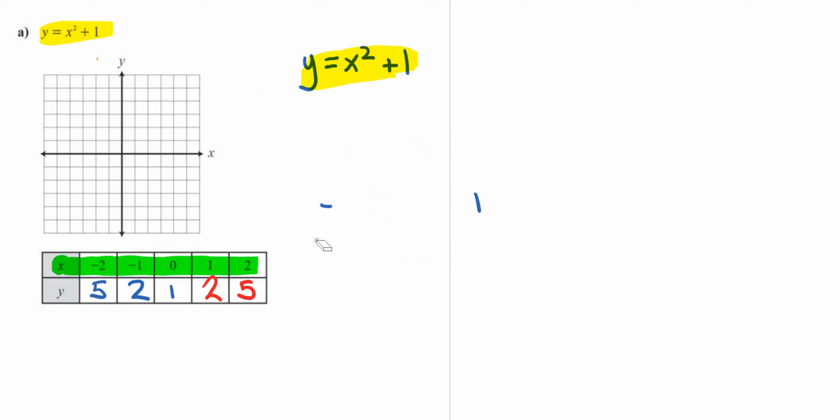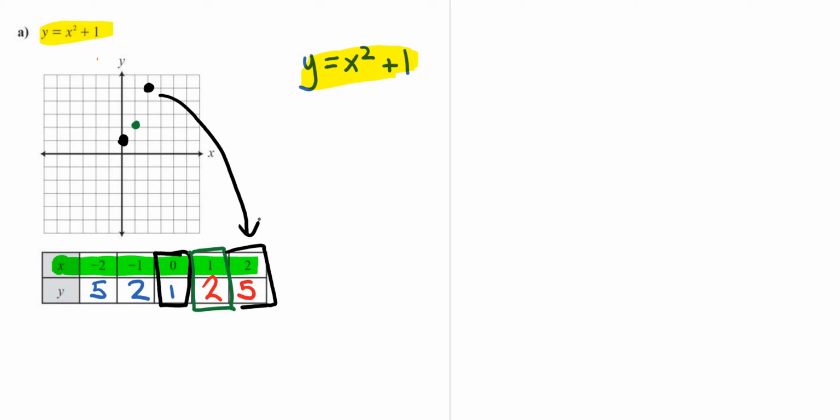You want to complete that table, and after that you want to plot the points. So when x is equal to 0, y is 1, which is going to be this point right there. And then when x is 1, y is 2, so that's going to be this point right there. And then finally we have when x is 2, y is going to be 5, so that's going to be somewhere up here. This is this point right here. When x is 2, y is 5.